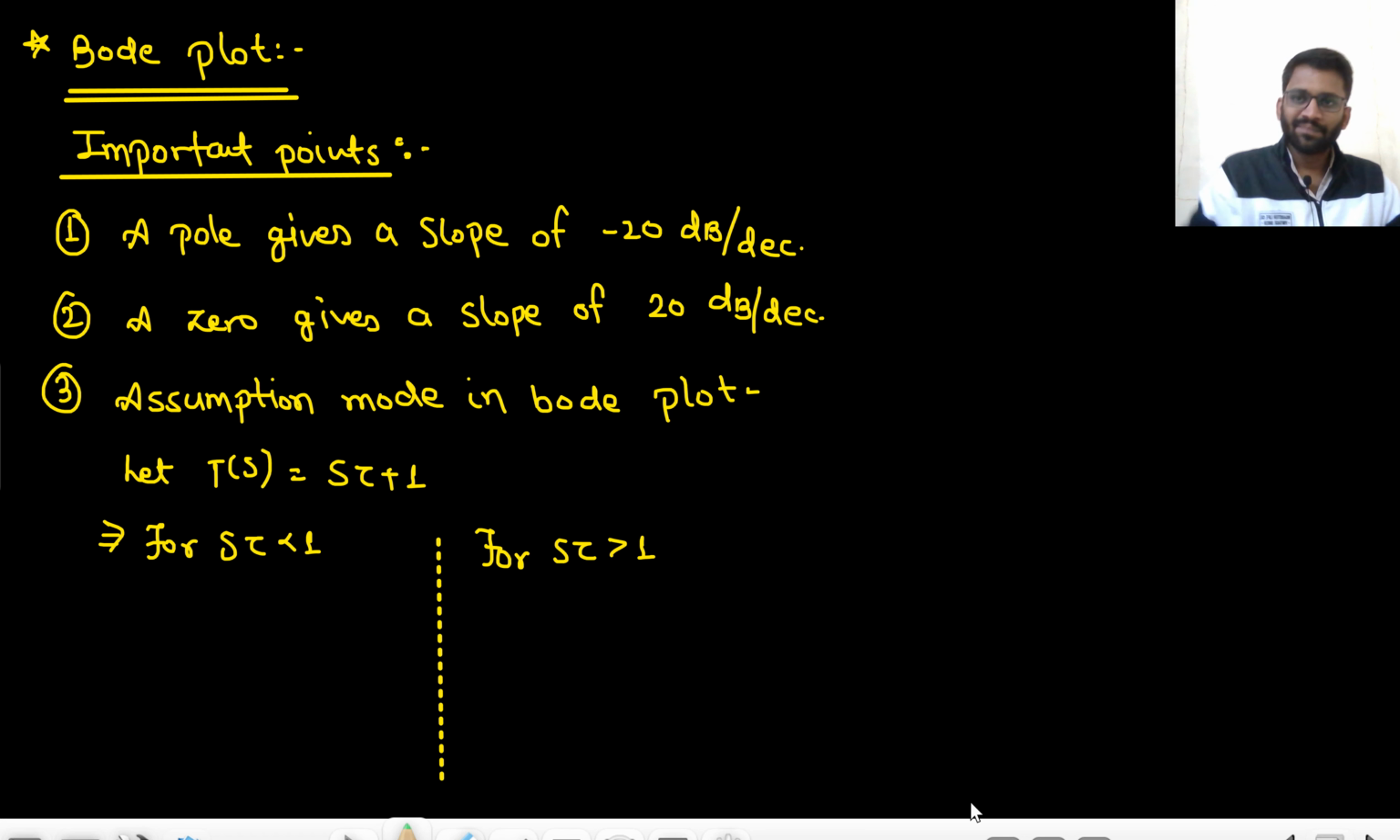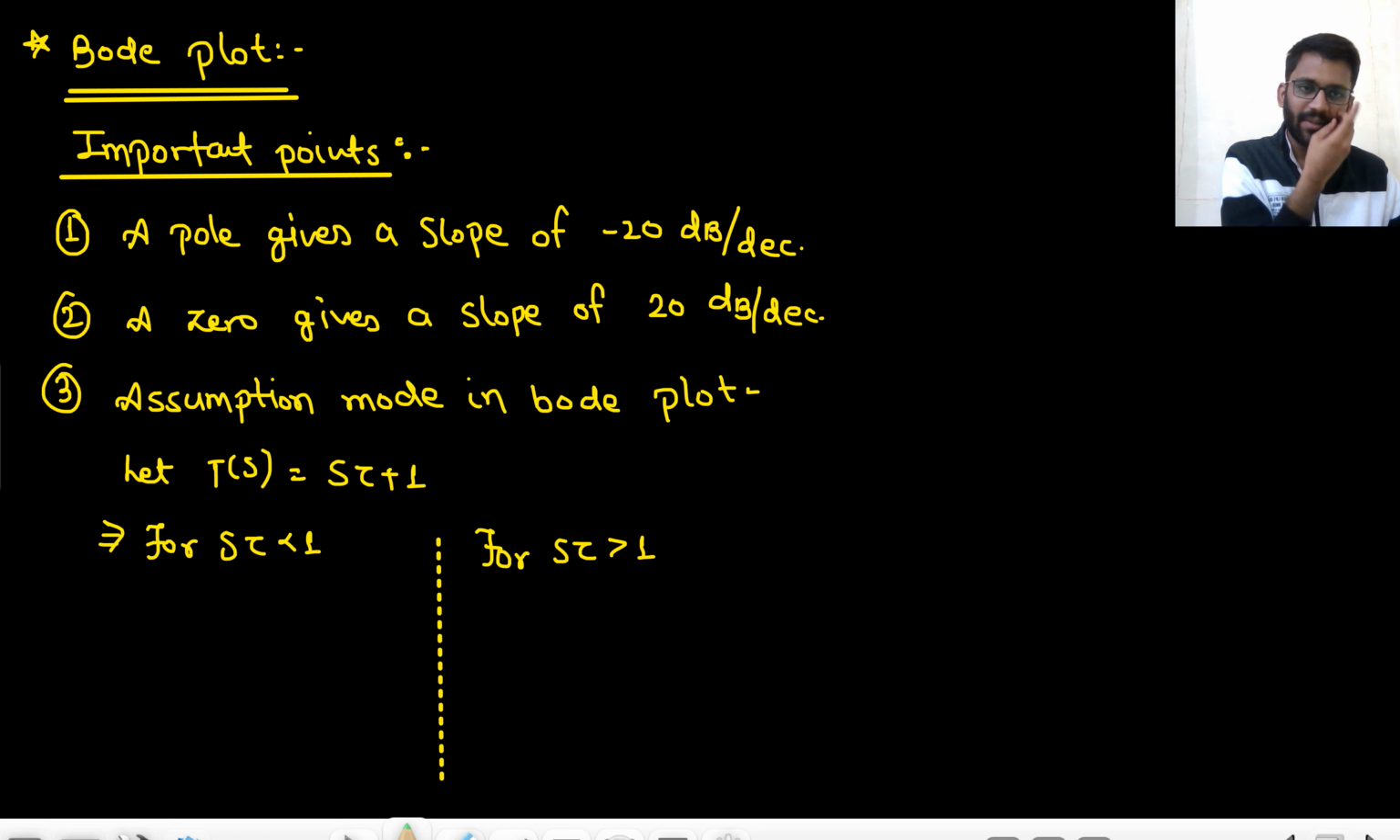Okay, now let's move on to our topic, Bode plot. That is the necessary part for your exam. So how you will draw the Bode plot in your exam, this is how you will draw. So even if you have understood nothing in the previous analysis, then it's okay. Even if you have understood nothing, from here you have to understand everything. So what are the important points? A pole gives you a slope of minus 20 dB per decade. A 0 will give you a slope of plus 20 dB per decade.